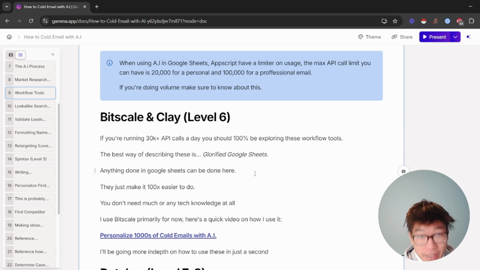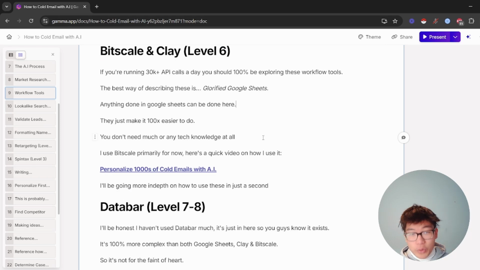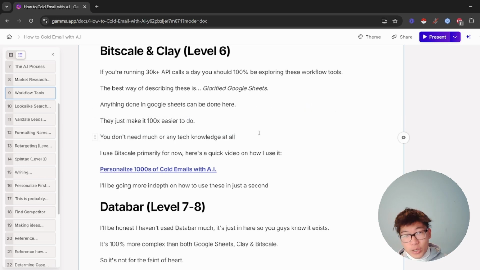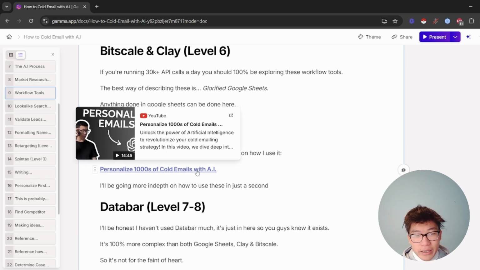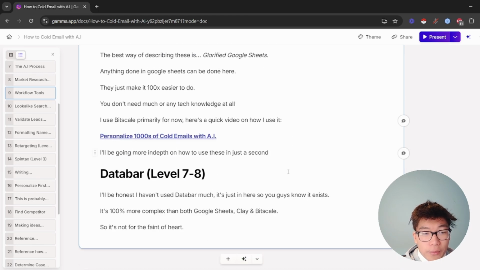Anything done in Google Sheets can be done here. They just make it 10 times or 100 times easier. You don't need much tech knowledge at all, realistically, for these ones. Use a laptop and you should be okay. Obviously, it looks more complicated. I use Bitscale primarily for now, and here's a quick video on how to use it, where I run through using Bitscale. You can do the same thing in Clay, it's not a big deal. So that's level 6, and I'll be going more in depth on how to use these in just a second.